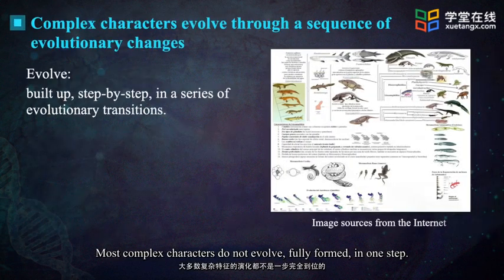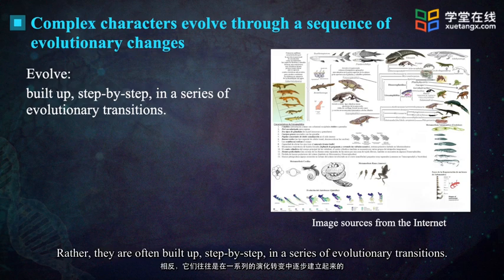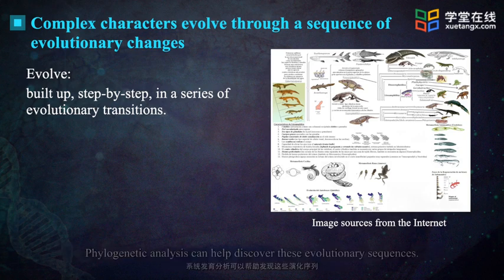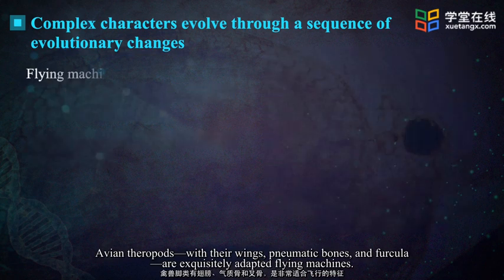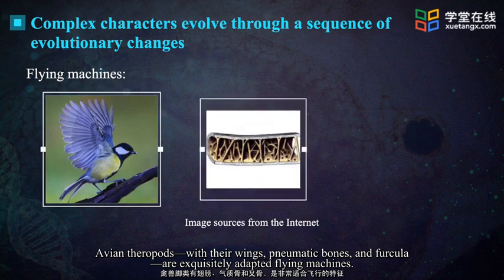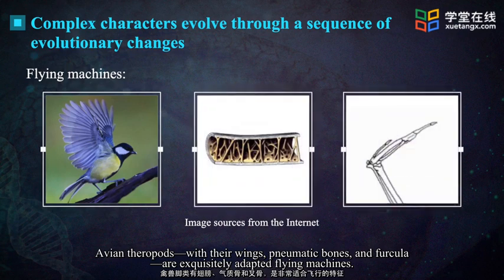Most complex characters do not evolve fully formed in one step. Rather, they are often built up step by step in a series of evolutionary transitions. Phylogenetic analysis can help discover these evolutionary sequences. Avian theropods, with their wings, pneumatic bones, and furcula, are exquisitely adapted flying machines.